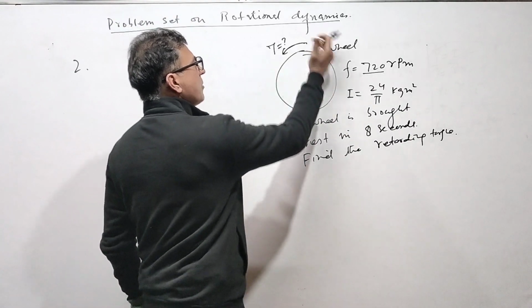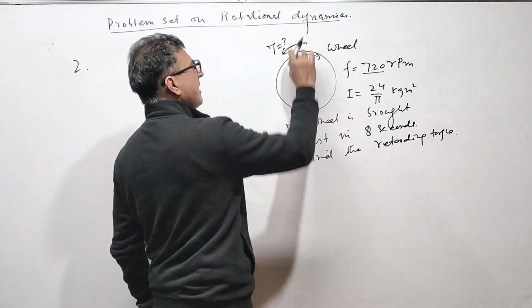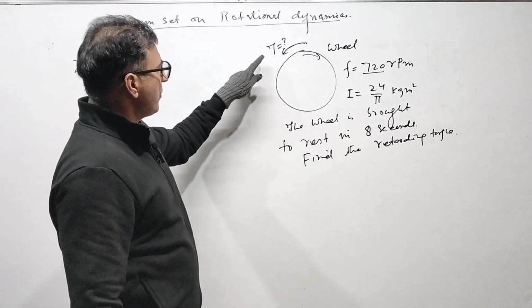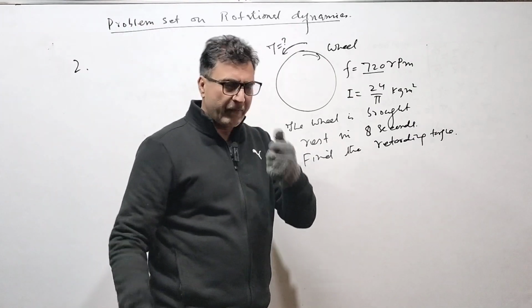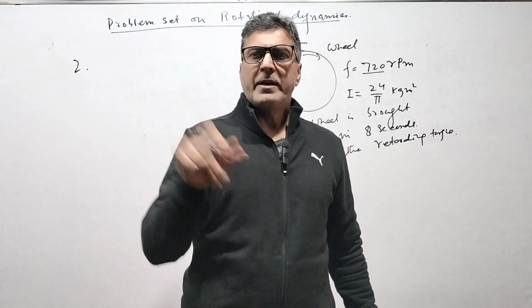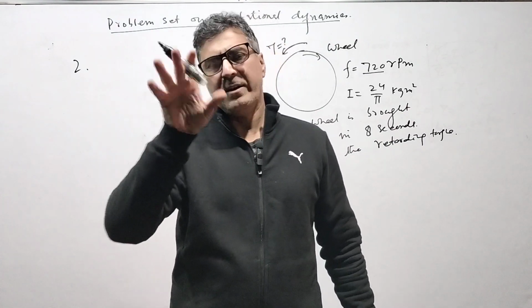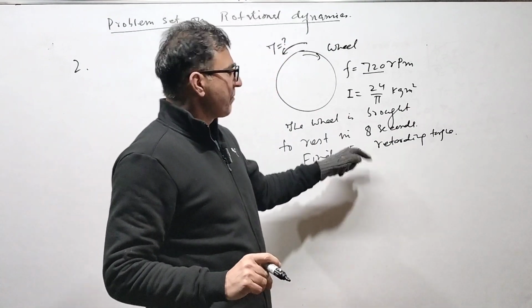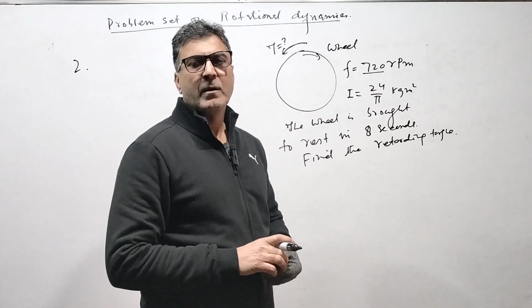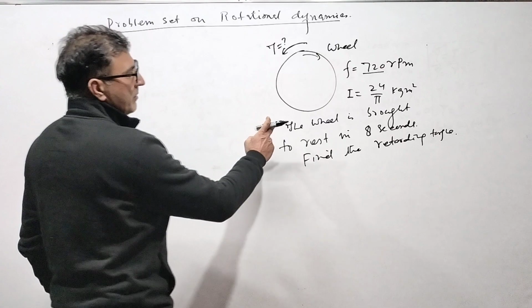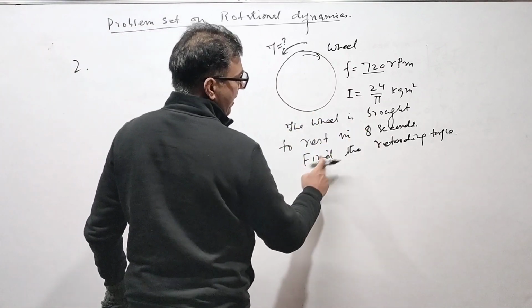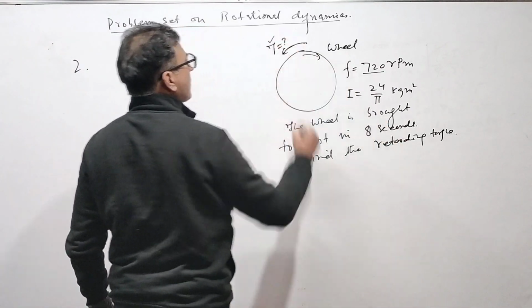So we are using an opposite torque, meaning the force is in this direction and that will create a torque, and that torque we have to find. The wheel is brought to rest in 8 seconds. When we apply a torque, the wheel was rotating and it retards down and finally it stops after 8 seconds. We have to find how much is the retarding torque. The wheel is brought to rest in 8 seconds, find the retarding torque. We have to find this torque.